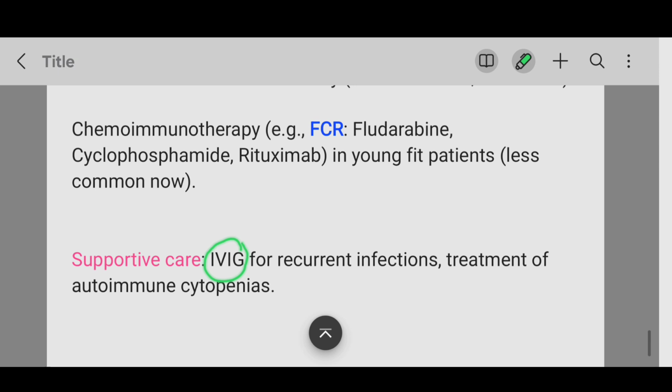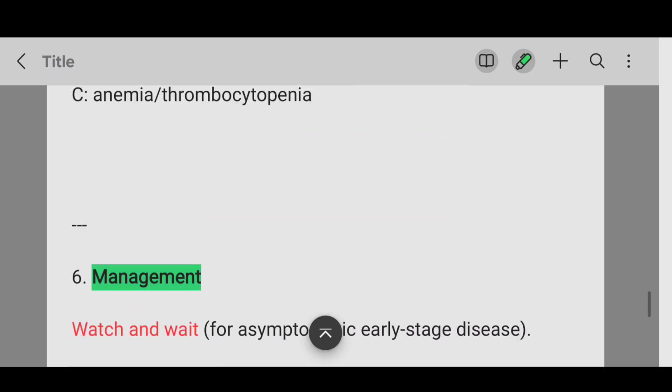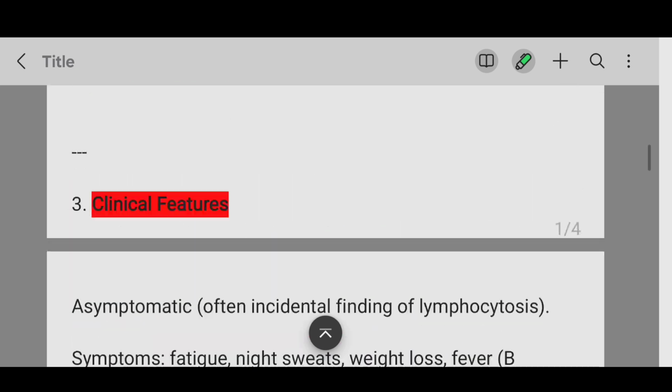Supportive care. IVIG is also given because the patient is at risk for recurrent infections, so IVIG is given to prevent these infections. Furthermore, when you start fludarabine, there is risk of pneumocystis jirovecii, so you have to give cotrimoxazole for prophylaxis of the pneumocystis jirovecii. So this is all about chronic lymphocytic leukemia.